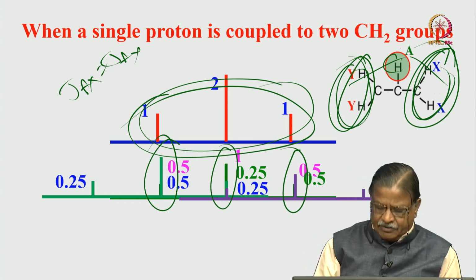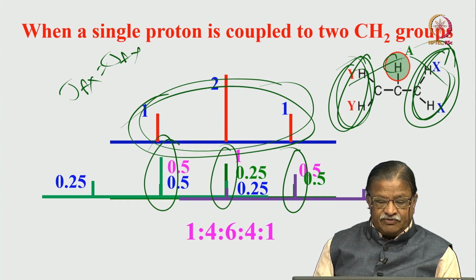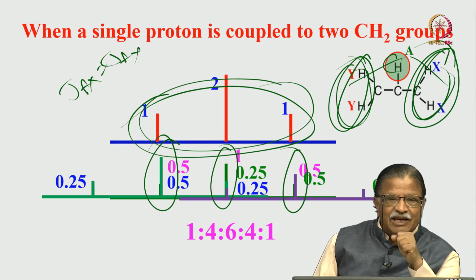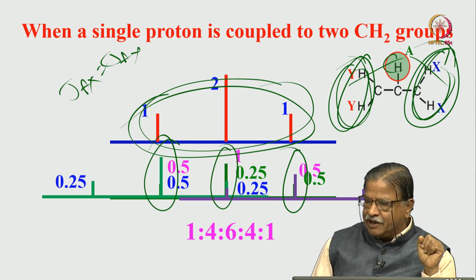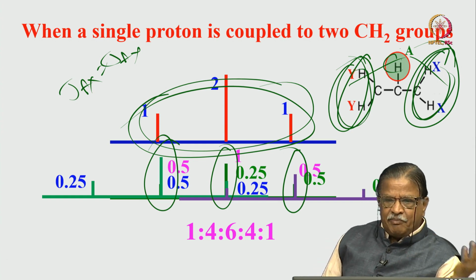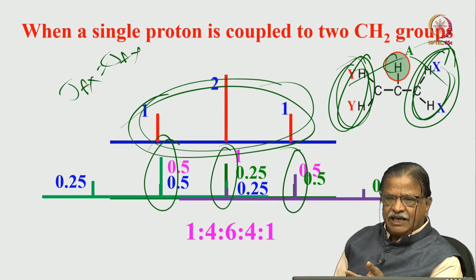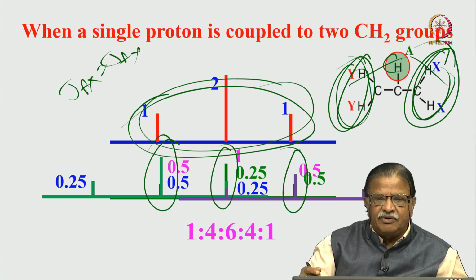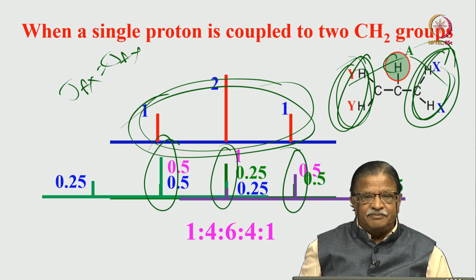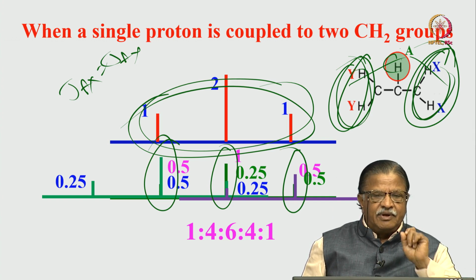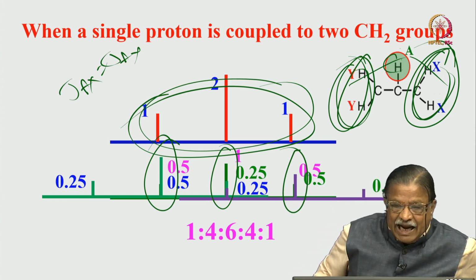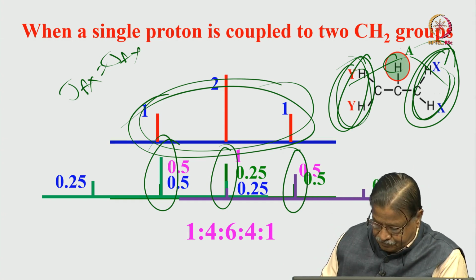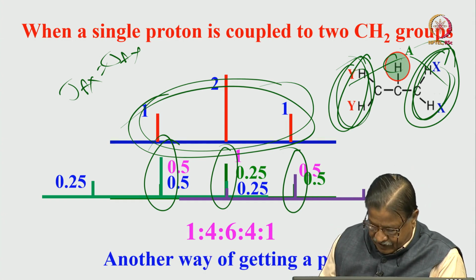Now calculate the intensity. What is the intensity? 1:4:6:4:1 ratio. That is also a pentet. This is where the confusion comes. When you want to analyze the NMR spectrum, you will see that a single proton coupled to another proton in CH3 with identical strengths also gave a pentet. One proton coupled to two CH2 protons with identical strengths also gives a pentet. This is where the beauty comes, and you have to have the knowledge of unraveling this multiplicity to get the information about the structure of the molecules. This is another way of getting a pentet.